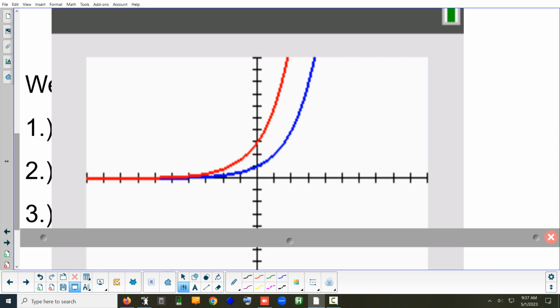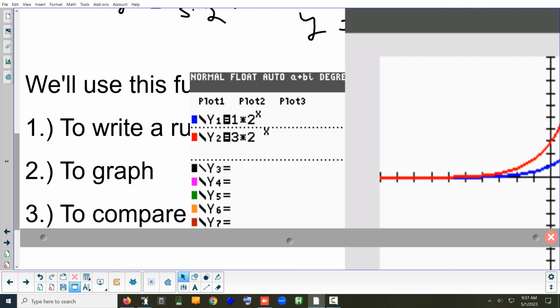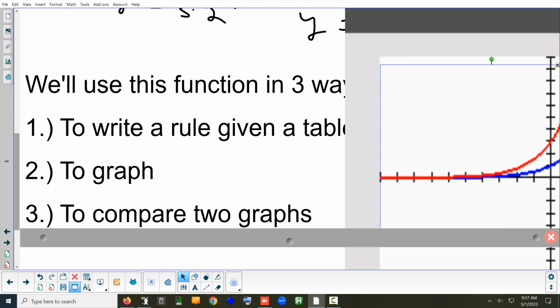And what was the a value in the red? You remember? It was 3. So that a value has something to do with where the graph crosses the y-axis. The red one crosses the y-axis at 3. The blue one crosses at 1. The blue one had an a value of 1, and the red one had an a value of 3. So that gives you a little bit of a hint at what the a value does. It controls where it crosses the y-axis. That's one thing it does. We'll learn a little bit more about what the a value does when we compare one graph to another.